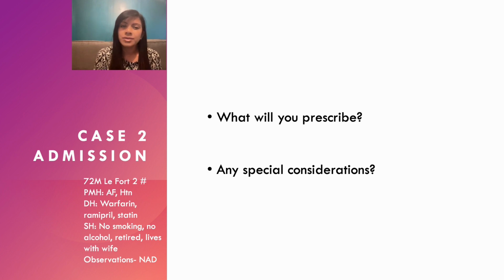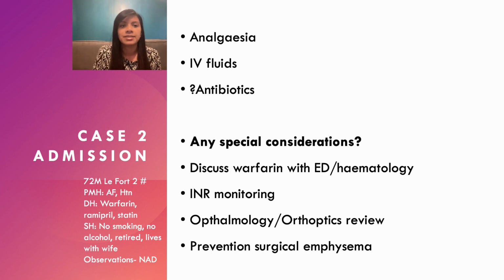And any sort of special considerations for this patient. So he's on warfarin, we need to take his INR regularly, and he also needs, because he's had this retrobulbar hemorrhage, an ophthalmology review, especially if he's due to go for surgery for the ORIF of his Le Fort. So when we're admitting Asif, these are the sorts of things we want to be prescribing and thinking about. So as we said, we want to discuss his warfarin with A&E and haematology. Do we want to think about reversing it?